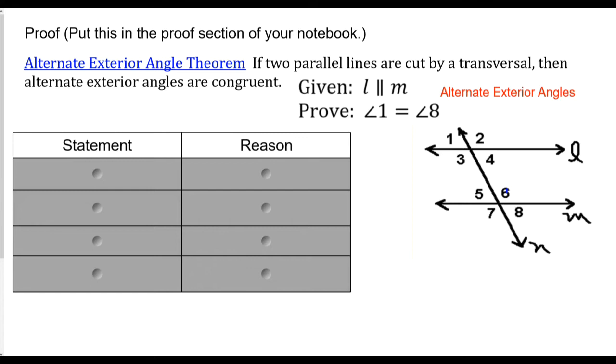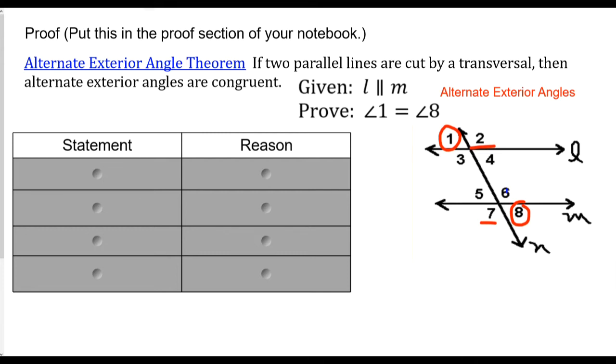So alternate exterior angles, if we think back to alternate interior angles, are going to be very similar. Alternate interior angles were angles that alternated inside the parallel lines. Our alternate exteriors are going to alternate on the outside. If we were looking at this diagram to the right, we would consider angles 1 and 8 to be alternate exterior angles. They're on the outside of our parallel lines, and they're alternating. There's an angle in between them on the outside. The other set of alternate exterior angles would be angles 2 and 7.